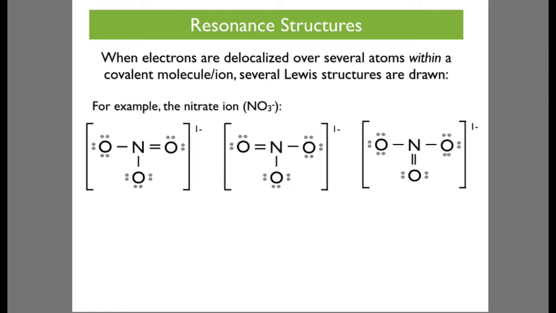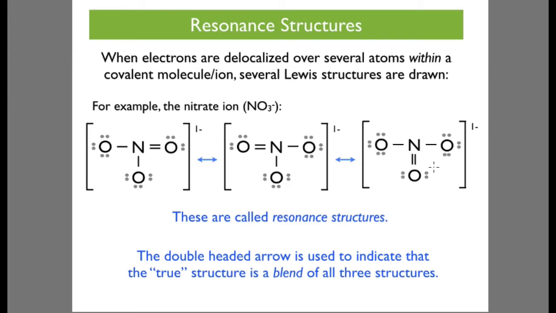When electrons are delocalized over several atoms within a covalent molecule or ion, several Lewis structures are drawn. For example, the nitrate ion. You can see these 3 representations. The double bond here, here, or here. All 3 exist. These are called resonance structures. The double-headed arrow is used to indicate that the true structure is a blend of all 3 structures.